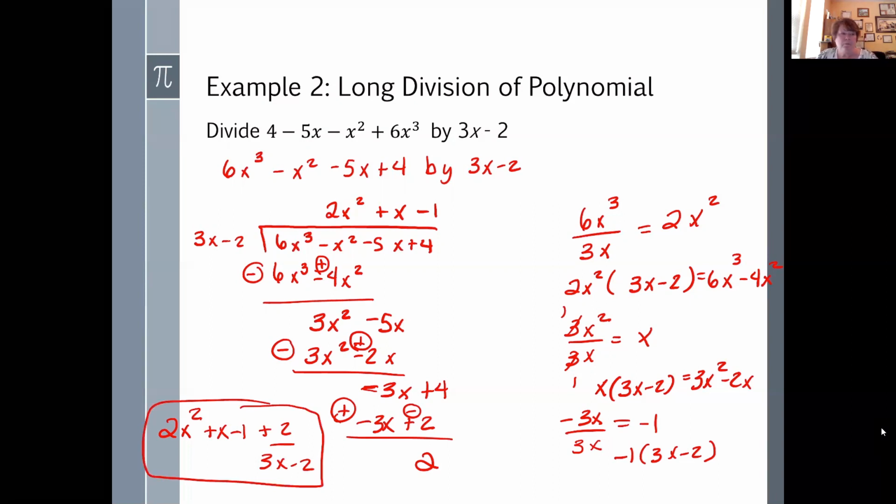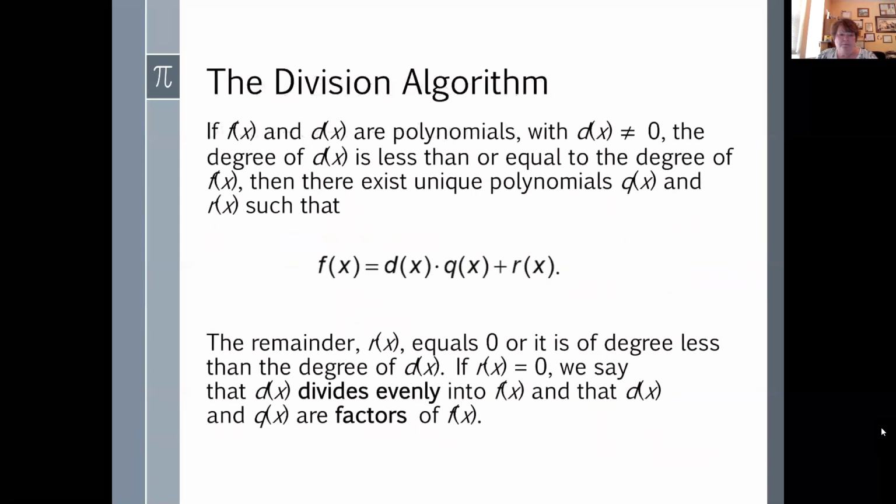Okay, let's continue our discussion. The division algorithm. If f of x and d of x are polynomials, and d of x does not equal 0, the degree of d of x is less than or equal to the degree of f of x, then there exist unique polynomials q of x and r of x such that f of x is d of x times q of x plus r of x. This is the division algorithm. So the dividend is the divisor times the quotient plus the remainder.